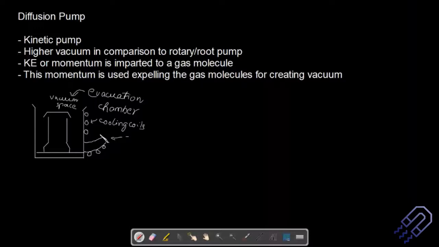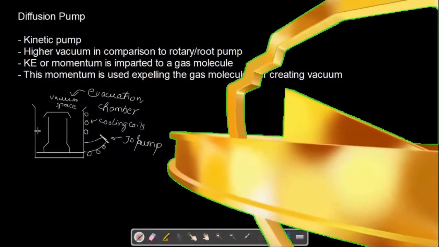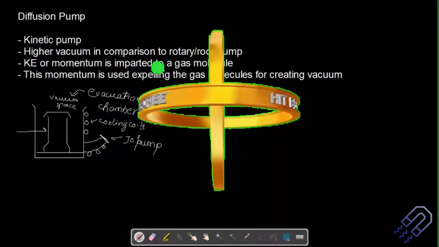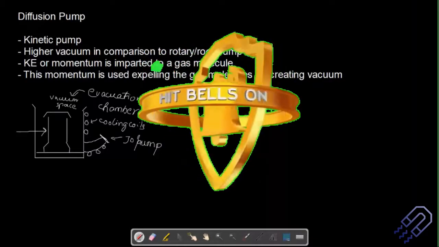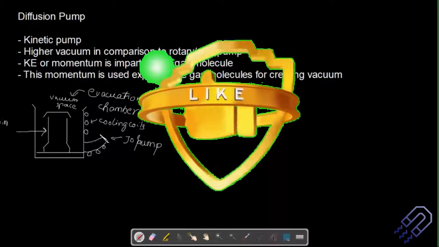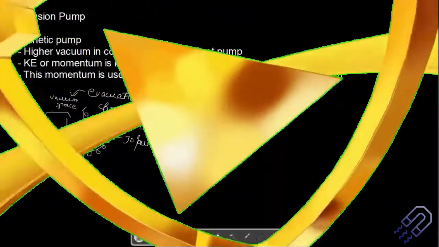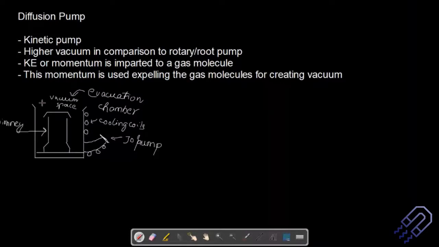Whatever has been taken out needs to be expelled, and that can be done through the pump. And this is basically the chimney. So this is your chimney. And what happens is that if there is a vacuum space which you need to create a vacuum, the air from this vacuum will actually come rushing down. So it will go along this direction and it will finally be expelled.